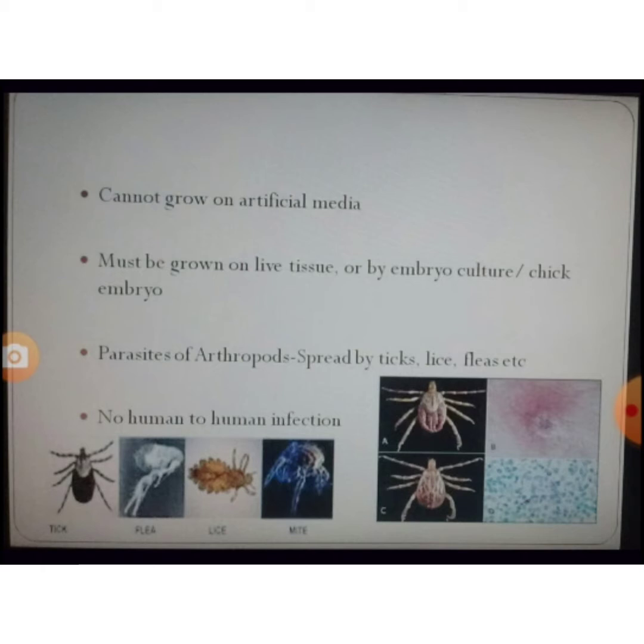Now, if we try to grow this organism in the lab, it cannot be grown on any artificial media like how we have for other bacteria. It has to be grown on some live tissues, because it wants a live cell for its growth, or it can be grown on chick embryo. It's basically a parasite of arthropods. It spreads by ticks, fleas, lice, mites, etc.